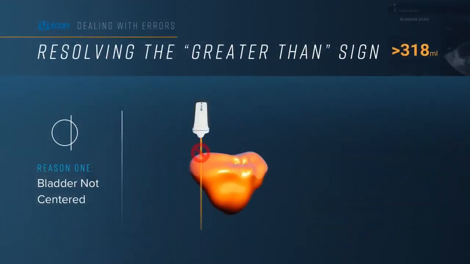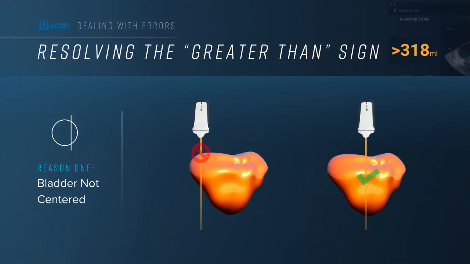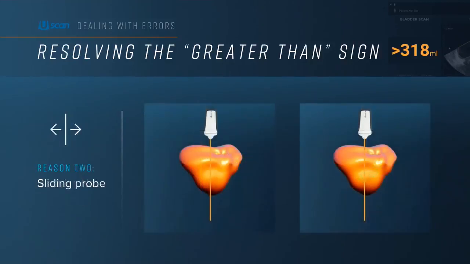To avoid the greater than sign, center the probe to the urinary bladder as much as possible. By doing this, it will be much easier to pass through the entire bladder with the fanning motion and greatly reduce the possibility of cutting off either lateral aspect of the urinary bladder.